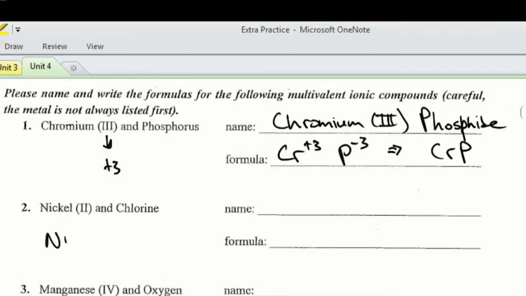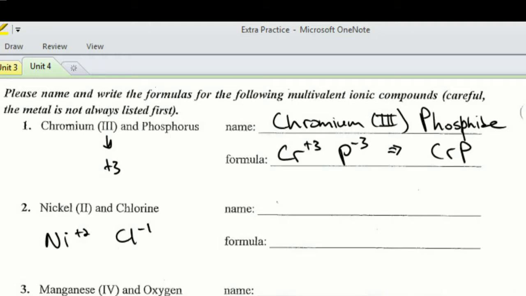Nickel, Ni +2, chlorine, Cl -1. How do I know it's nickel with a charge of +2? Well, the Roman numeral 2 tells me. So going from a name to symbols is really easy with multivalence. But when you're going backwards, it gets trickier.